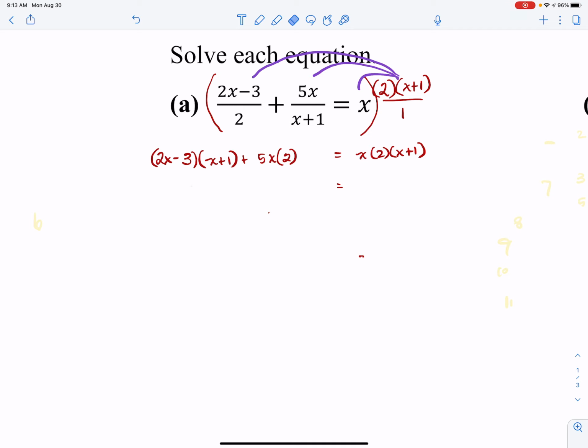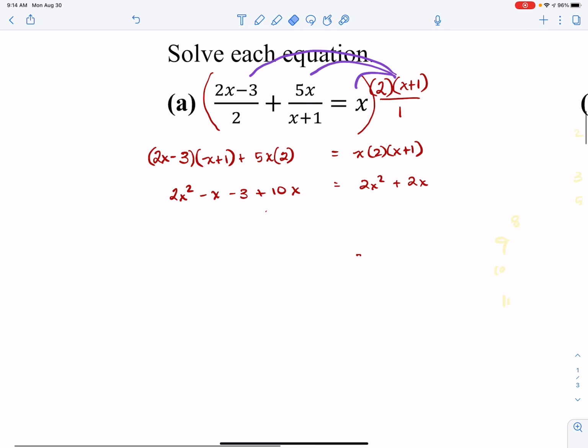So now let's clean this up. When you FOIL the first term, you get 2x squared minus x minus 3. When you multiply the second term, you get 10x. On the right-hand side, cleaning that up, you get 2x squared plus 2x. Now let's combine our like terms. That'll be 7x minus 3 equals 0. Solve, and you get x equals 3/7.